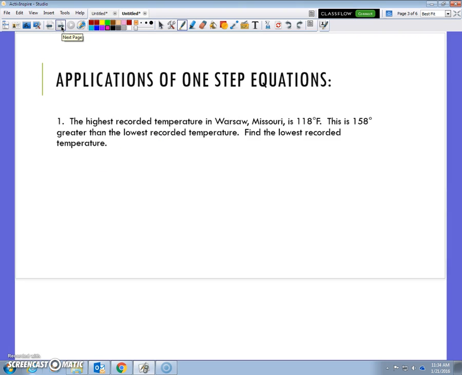It says the highest recorded temperature in Missouri is 118 degrees. It's 158 degrees greater than the lowest recorded temperature. Find the lowest recorded temperature. So the highest is 158 bigger than the lowest, and we're trying to find the lowest temperature. So I'm going to call this L, and we're going to say that's the lowest temperature.